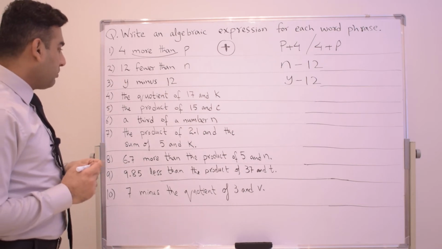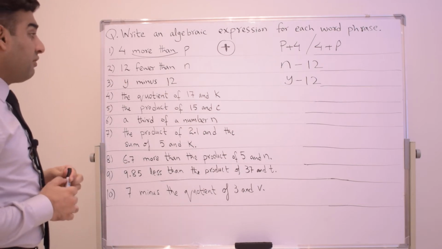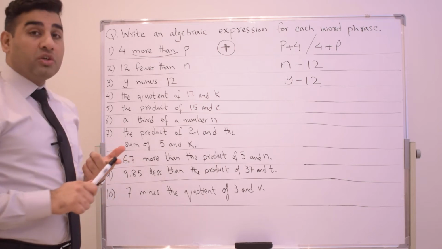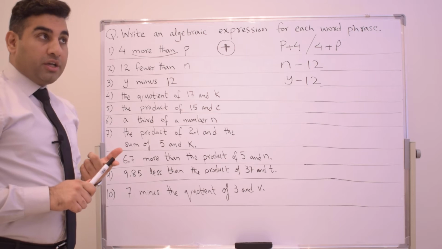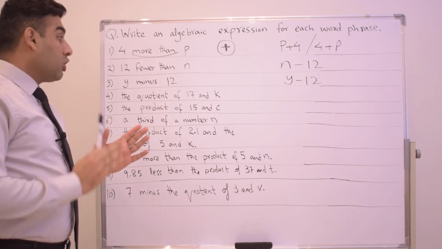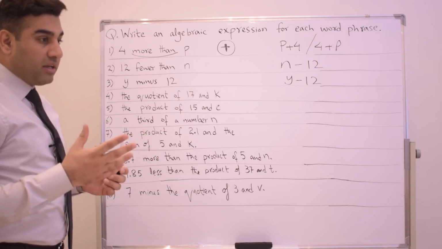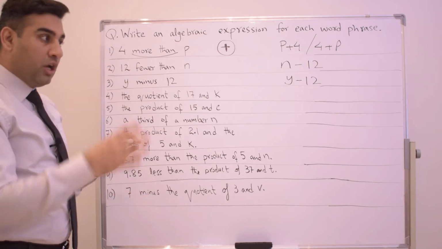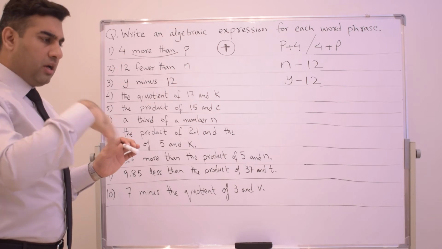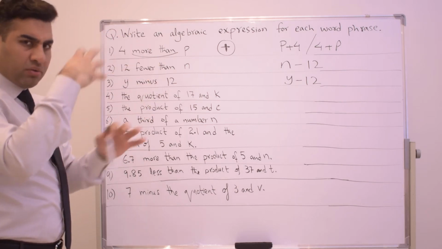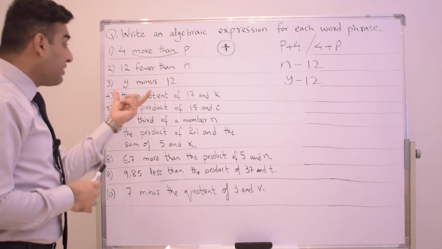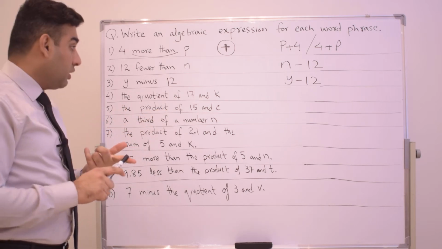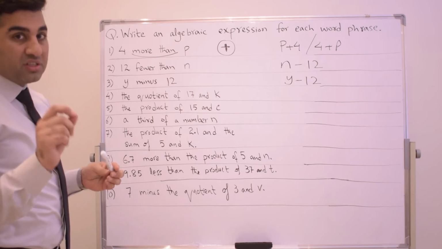Let's go for part number 4, the quotient of 17 and k. Whenever they use the word quotient, it means divide. Quotient is what we get when we divide, so we have divisor, dividend, quotient and remainder. These four terms revolve around the division process. So whenever they use the word quotient, you will use the division sign.